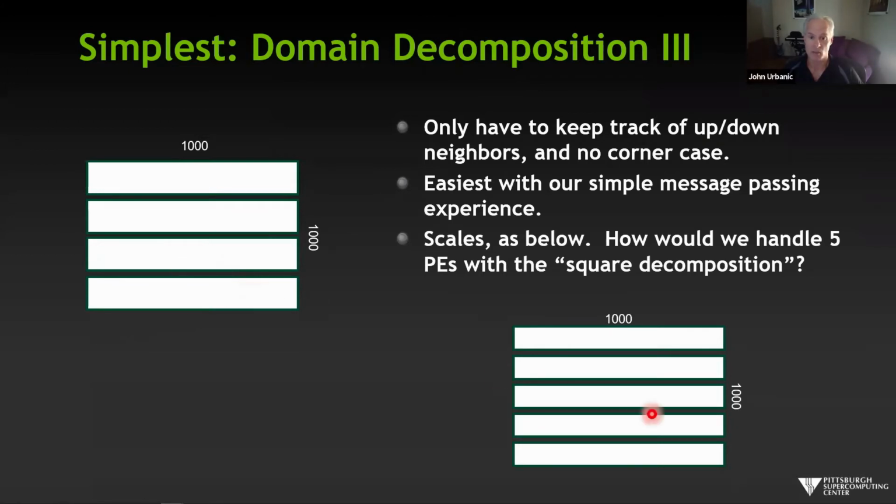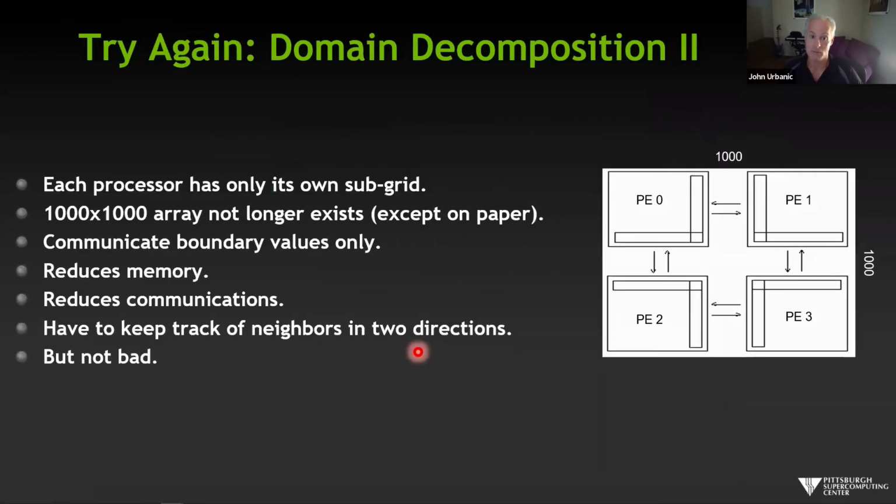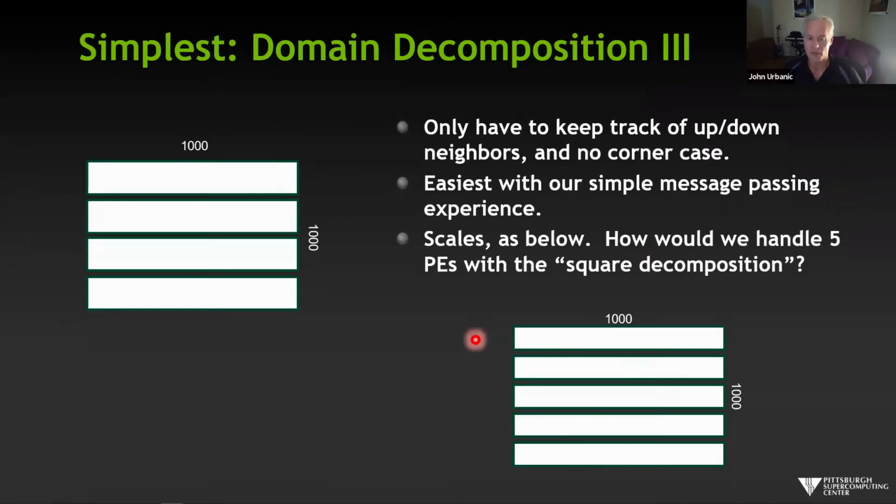As a matter of fact, it's really nice in that we can now take and decompose our strip. What if I said I wanted 5 strips instead of 4? No problem. We could do it like this. But if we wanted to run this on 5 PEs, it's a little bit trickier. So nothing wrong with this decomposition, and it's the one we're going to go with.